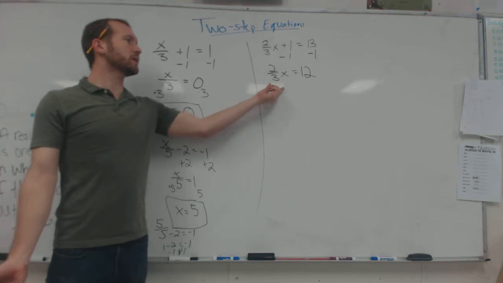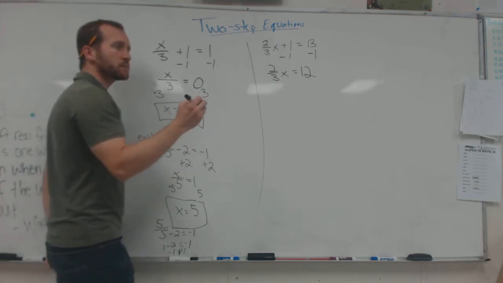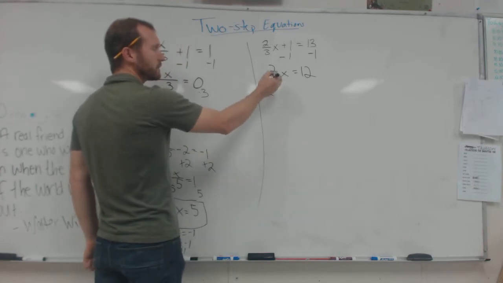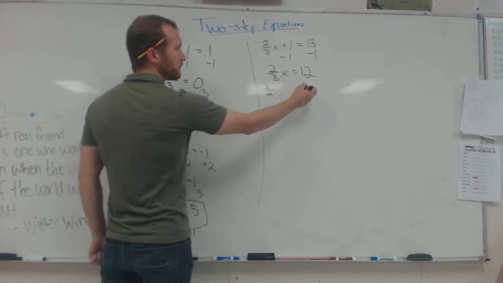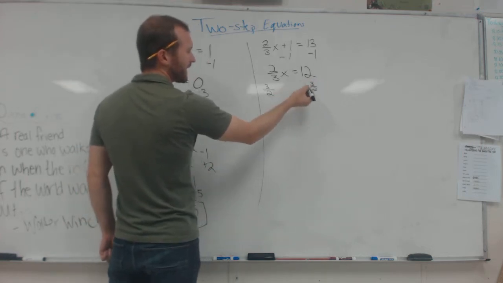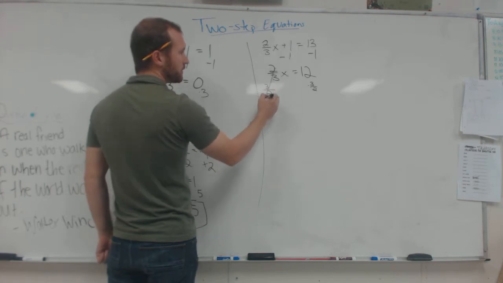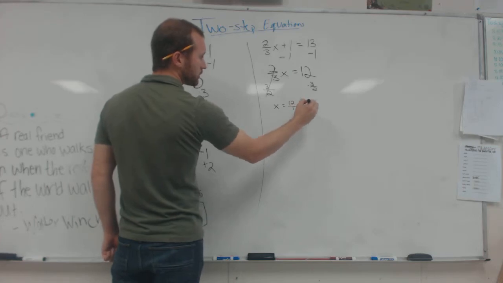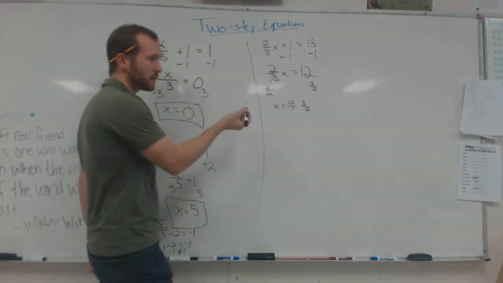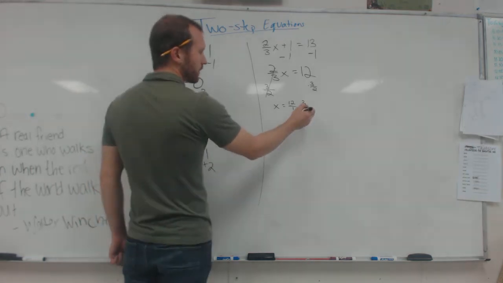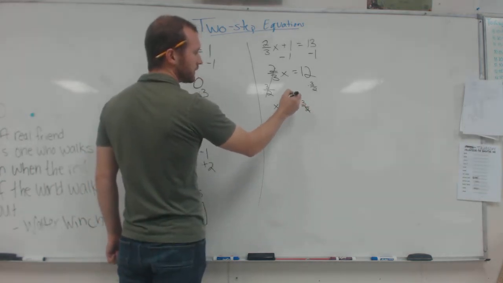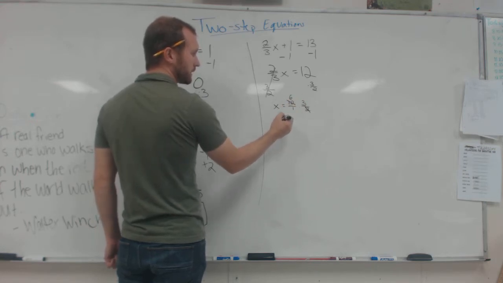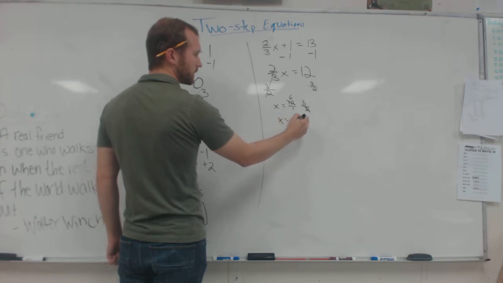Now what do I do to get rid of the 2/3? Times 3/2, the reciprocal. 3 over 2. And again, when I have fractions like this, I would rewrite them. x equals 12 over 1 times 3 over 2. Okay? This is going to be really helpful if you can remember to do this. The 2 will cancel with the 12, leaving 6. 6 times 3 is 18.